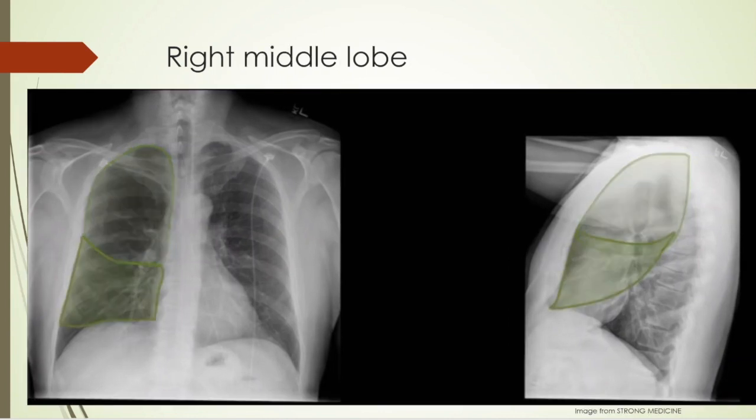And here is the right middle lobe. Again, the PA on the left and the lateral on the right. And you can see that the right middle lobe overlies the heart, the right side of the heart border there.